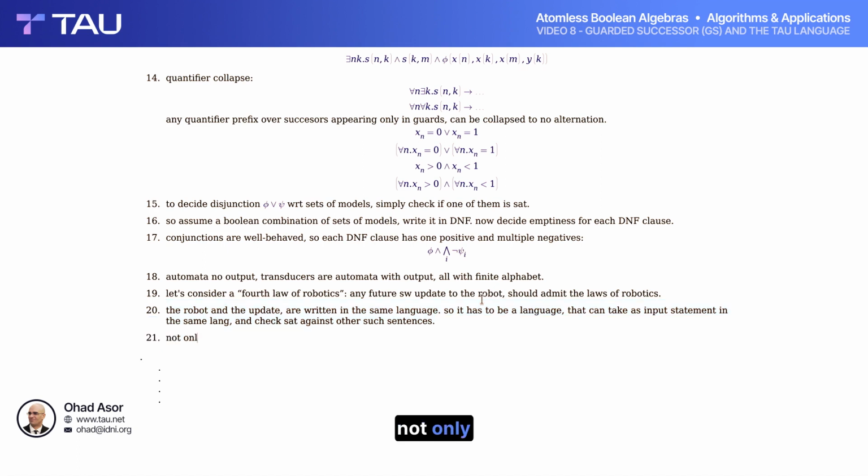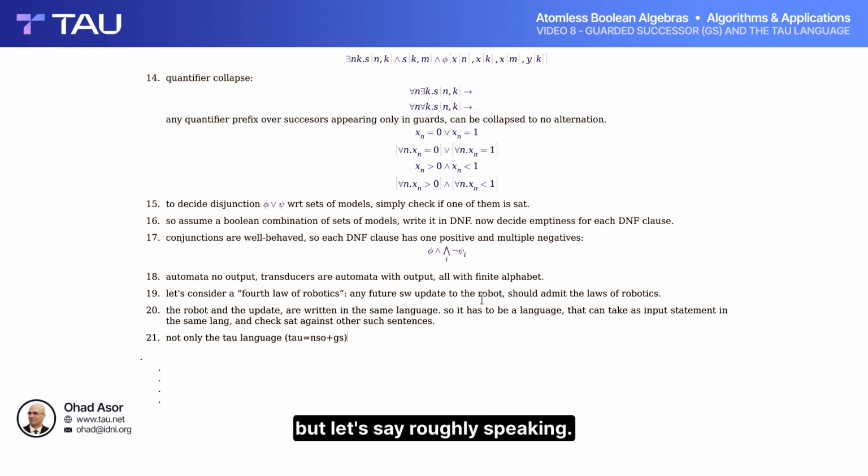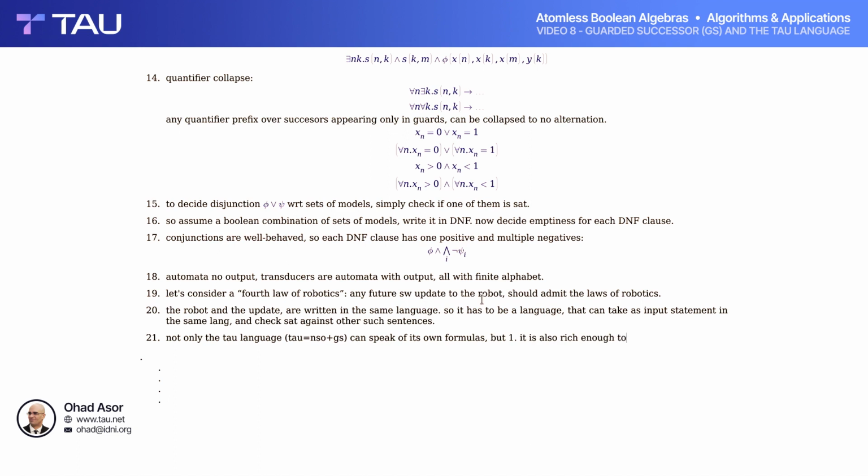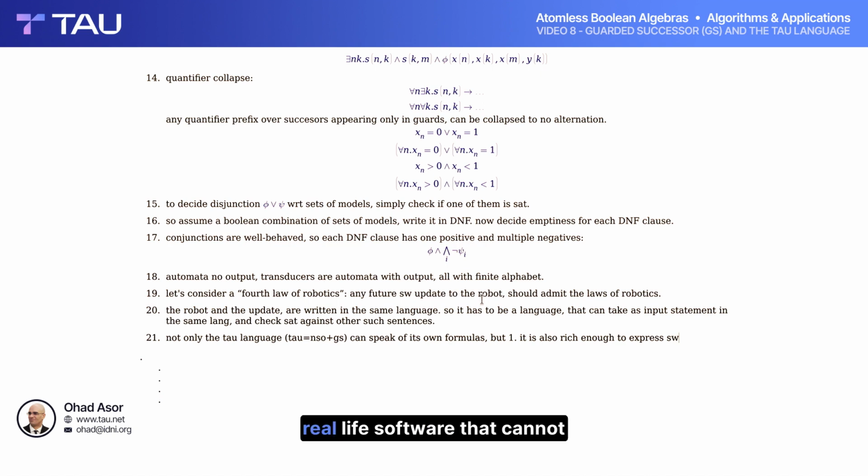So not only this language, which we will call, let's say, the Tau language, where Tau equals, roughly speaking, NSO plus guarded successor. It's more than that, but let's say roughly speaking. Not only can the Tau language speak of its own formulas, but it is also rich enough to express software. I'm not aware of an example of real-life software that cannot be expressed in guarded successor. If you have an idea, please tell me.